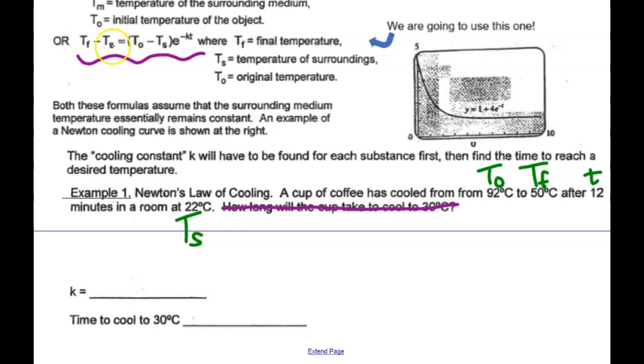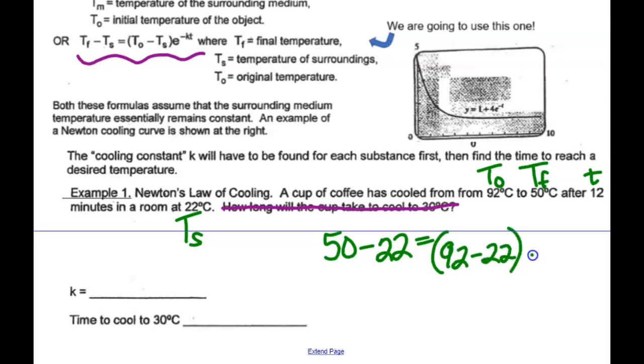All right, we're going to fill these into the formula. So the final temperature minus the surroundings equals the original temperature minus the surroundings, e to the negative K T, which is 12. All right. No matter how you start this, you will have to subtract.